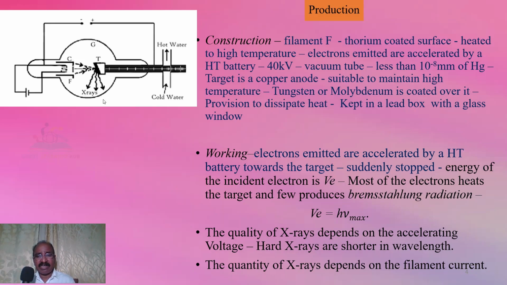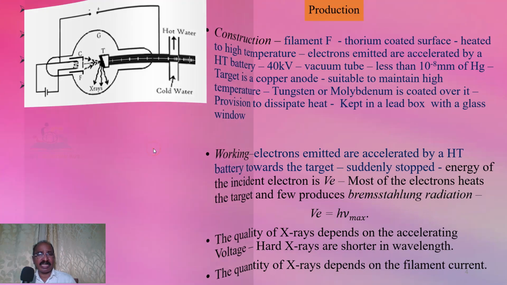The quantity of the X-ray depends upon the filament current. How many electrons are produced? The number of electrons produced depends upon the current sent to the filament, and that shows the intensity. Therefore, the quantity of the X-ray depends upon the electron current.